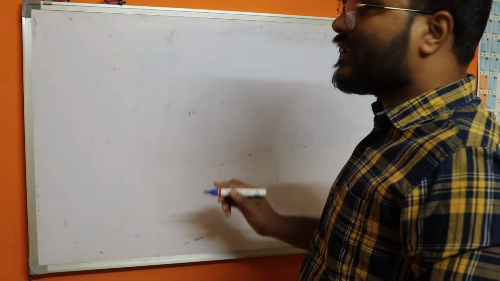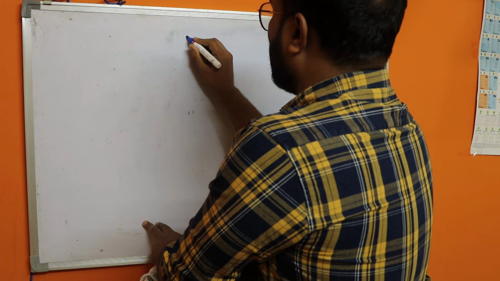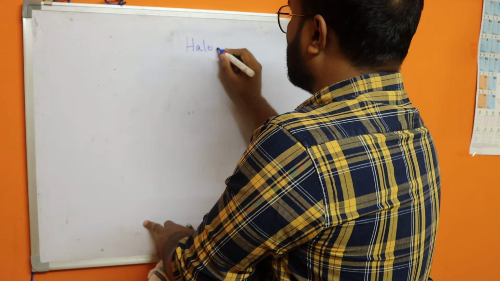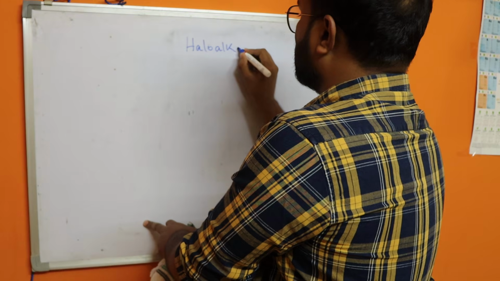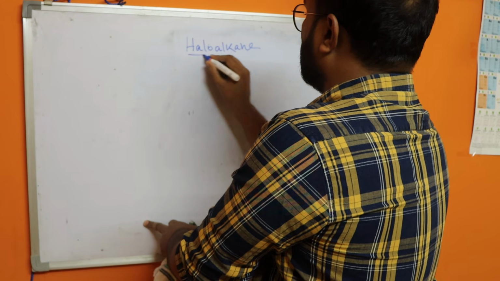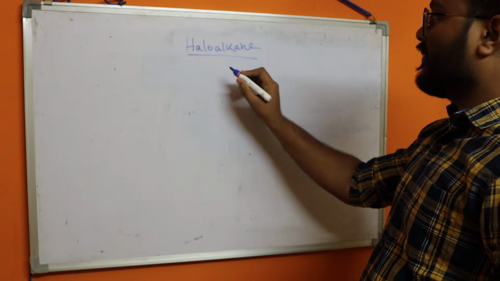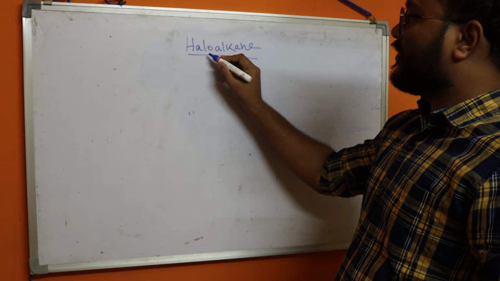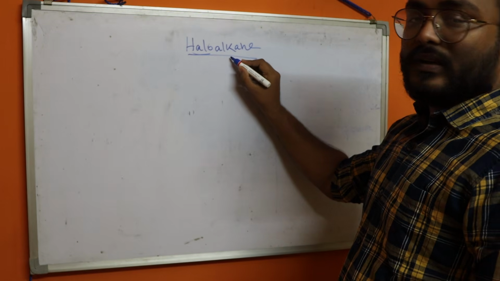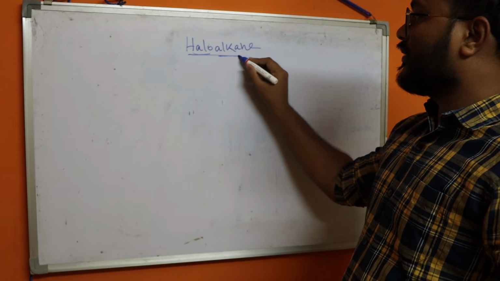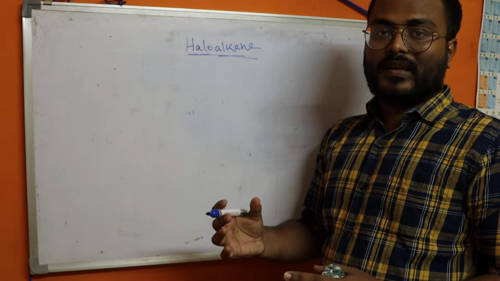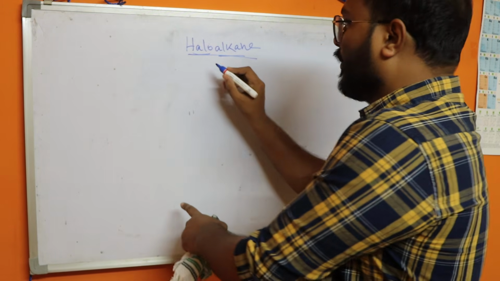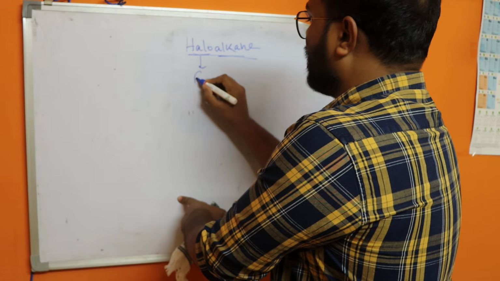Today we'll discuss haloalkanes and haloarenes. First we'll discuss haloalkanes. If you see this word, haloalkane, it consists of two parts. One is halo, another one is alkane. So what is halo? Halo is the halogen atoms such as fluorine, chlorine, bromine, iodine.